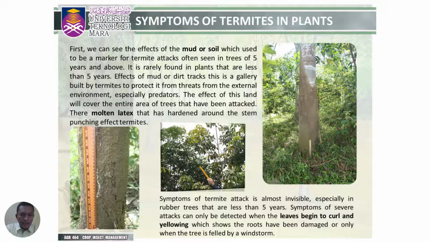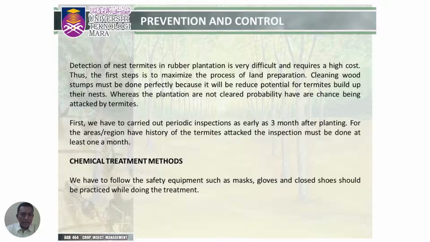Symptoms of termite attack are almost invisible, especially in rubber trees that are less than 5 years old. Symptoms of severe attack can only be detected when the leaves begin to curl and yellow, which shows the roots have been damaged, or only when the tree is felled by the wind. Okay, prevention and control.